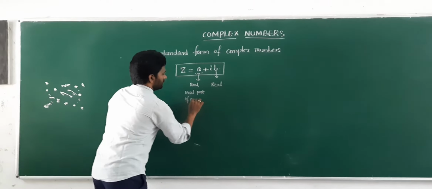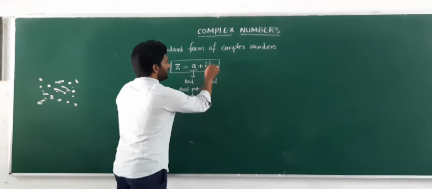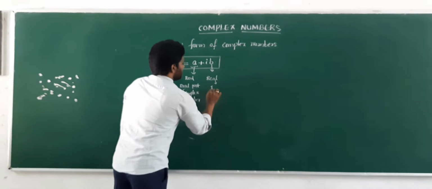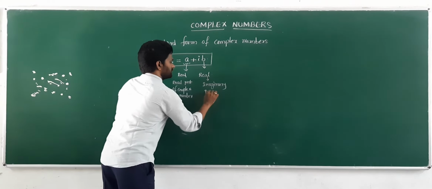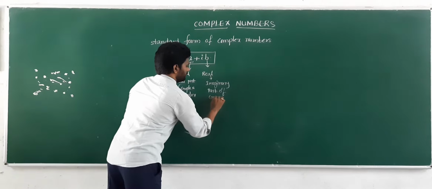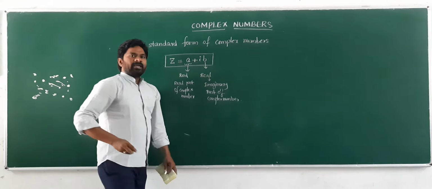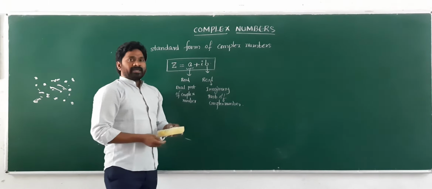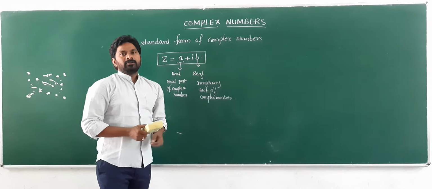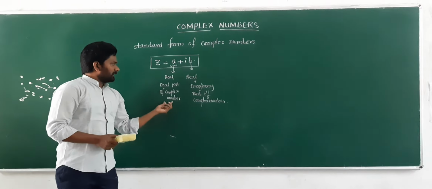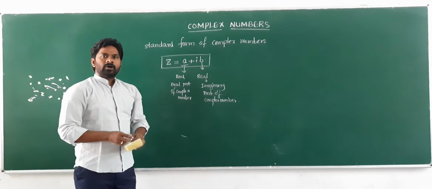Real part of complex number. b is called the imaginary part of the complex number. If any number is in the form of a plus iota times b, where a and b are real values, then a is called the real part of the complex number and b is called the imaginary part of the complex number.